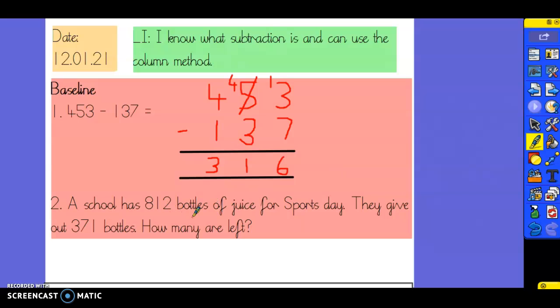Okay, let's have a look at the next question, our word problem. The school has 812 bottles of juice for sports day. They give out 371 bottles. How many are left? Again, key information. How many are left? When we get questions like that, we know they are subtraction. So let's do this one together. So we've got 812. As always, we start with our largest number, making sure that our numbers are directly underneath each other, nice and clear.